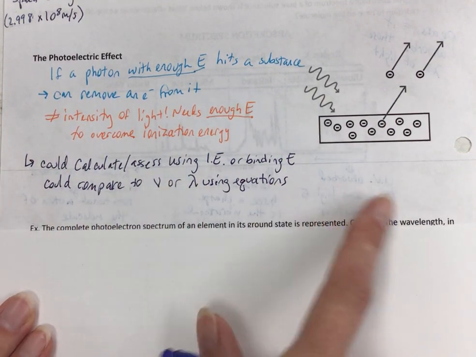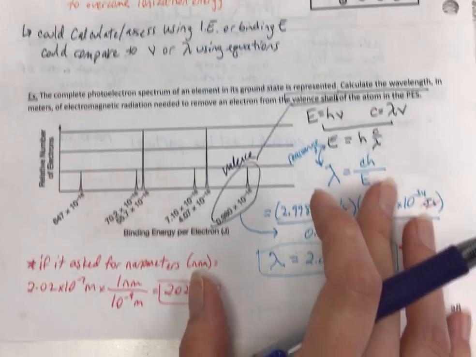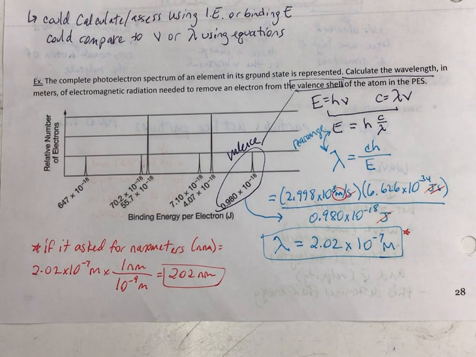You can calculate or assess using ionization energy or binding energy, or you can compare to frequency or wavelength using equations. Let's see an example. So let me go through this example before you copy it down, and then you can copy it down. The complete photoelectron spectrum of an element in its ground state is represented. Calculate the wavelength in meters of the electromagnetic radiation needed to remove an electron from the valence shell of the atom in this photoelectron spectroscopy.